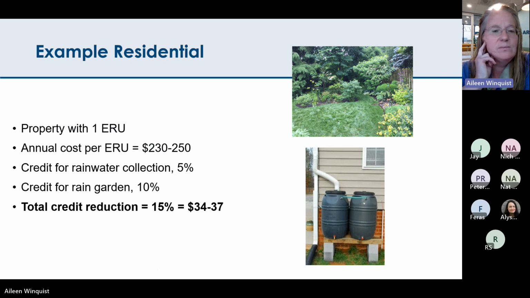As an example here, we have a residential property that has 1 ERU, and you can see their fee would be in the range of $230 to $250. If they had rain barrels and a rain garden, they could get up to 15% credit for those, and that would be an approximate $34 to $37 credit on their bill, and those would be available on an ongoing basis because those are renewable credits.